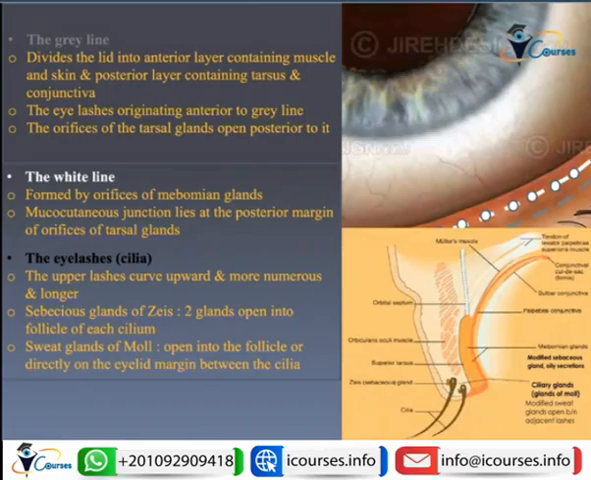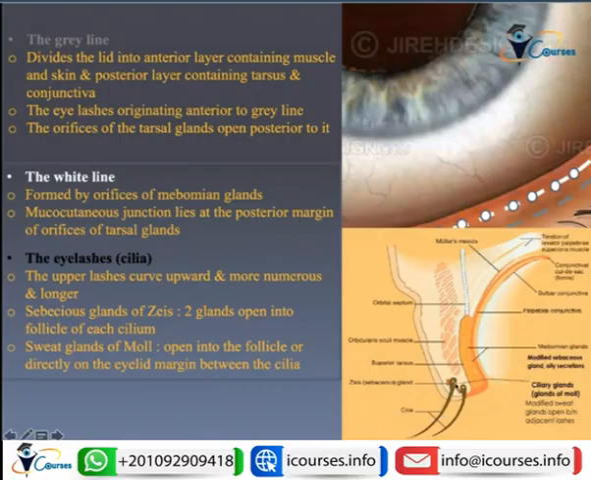There are two important glands related to the hair follicles, or related to the eyelashes, that we need to know about because they are very frequently asked in the exam. The first one is the glands of Zeiss. So Zeiss glands are two glands that open at the follicle of each cilium. So this is the Zeiss gland. There are two opening at the hair follicle of each cilium, or each lash, and they secrete sebaceous secretion. So they facilitate the emergence of the hair from the hair follicle.